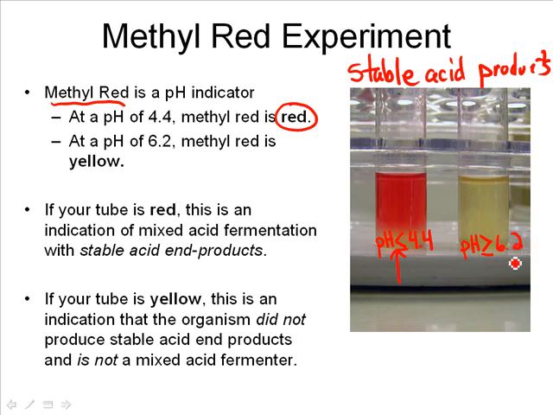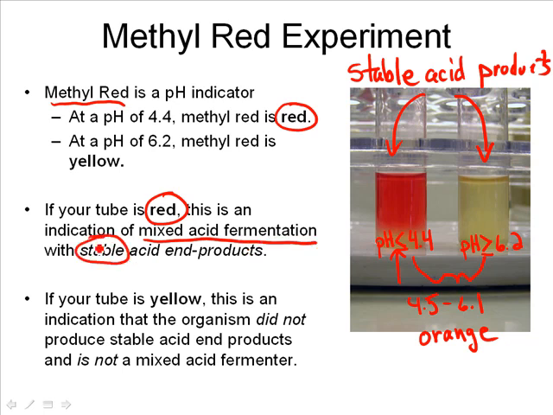Now clearly there's a gap there, right? What if the pH is between 4.5 and 6.1? When you have that kind of gap between 4.5 and 6.1, methyl red actually turns an orange color. Now, that's going to be very important here, as we'll see in a second. So, when you add methyl red to your tubes, and that tube turns red, that means you have a mixed acid fermenter, and you have those stable acid end products.